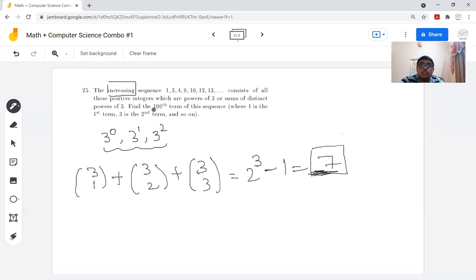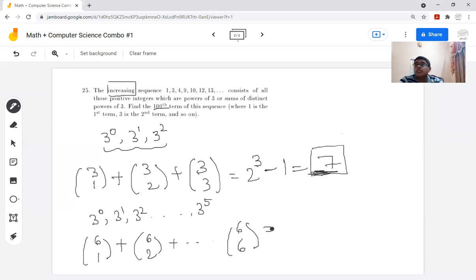So what you could think of first. So we wish to find the 100th term. So maybe the thing is, if I have these 3 power 0, 3 power 1, 3 power 2, all the way up till say 3 power 5, then there are 6 such numbers. So this is going to be like 6 choose 1, I choose one number, maybe 2 numbers, and all the way up till 6 choose 6. And again, by the binomial theorem, we get that it's 2 power 6 minus 1, that is 63.